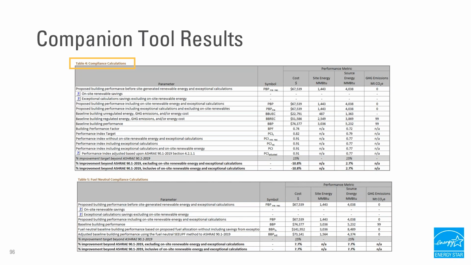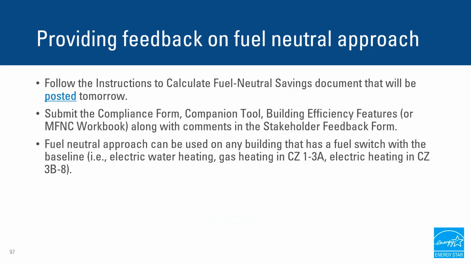And here's what the results look like. So you'll have two tables that you want to reference. Table 4 is the compliance calculations, and you can see your percent over 90.1 2019 listed here. It could also be 2016 depending on the version, and that will show you the cost savings and source savings, which are the traditional things we currently allow. And then we are proposing to look at table 5, fuel neutral compliance calculations, which would show you the fuel neutral calculated savings target. We are very interested in feedback on this approach before we finalize whether to include it and also the specific calculations involved.